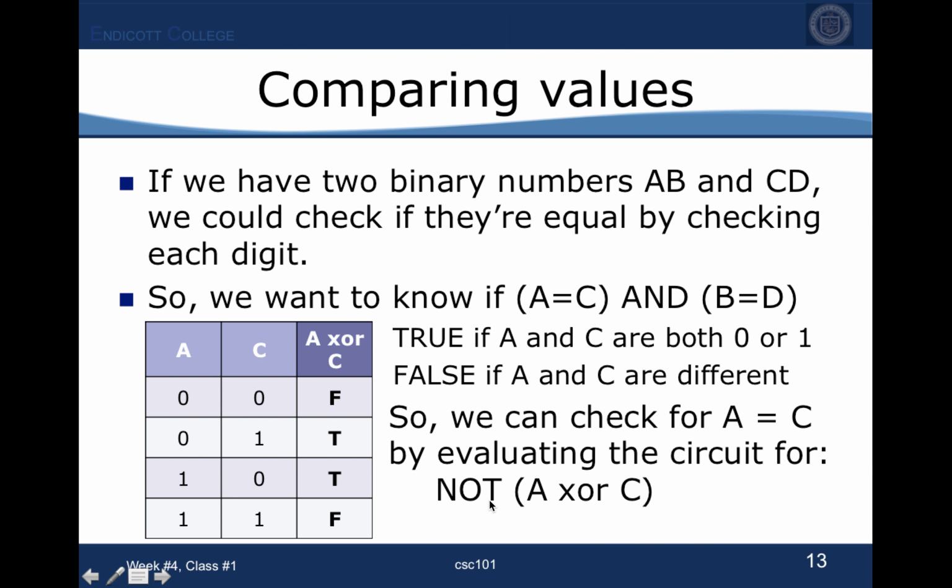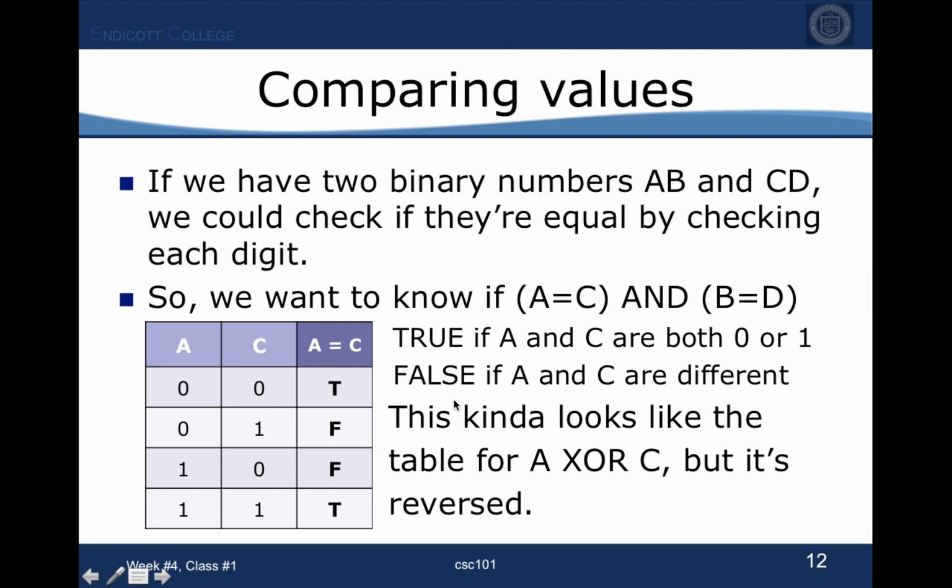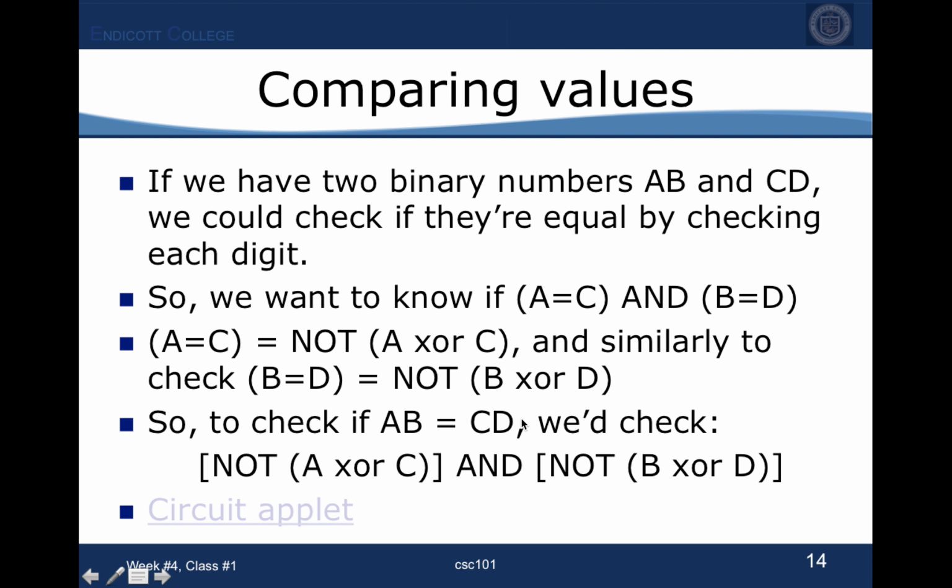So if I just throw a NOT in, remember NOT says flip everything or reverse everything, I think we've just discovered that the way to check if A and C are equal to each other is by evaluating the circuit NOT (A exclusive or C). A XOR C is going to do exactly the opposite of what we want. So if I flip it and switch all those, I get exactly the table I was looking for, which is my test for, are these two bits equal to each other? All right?